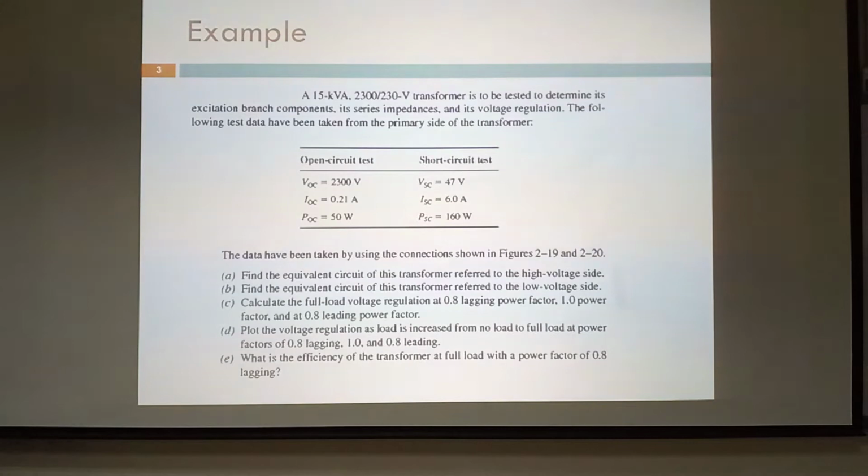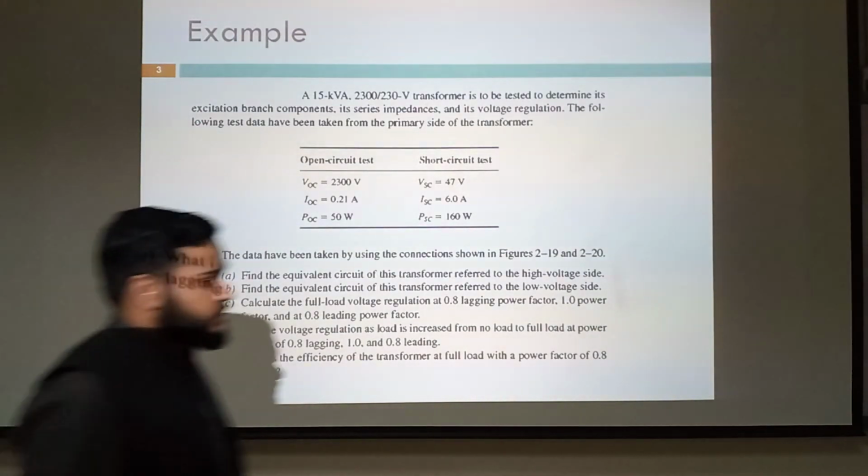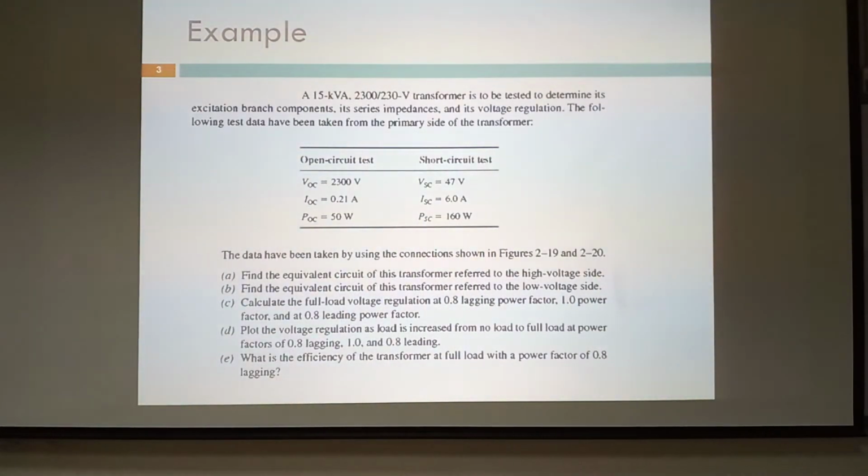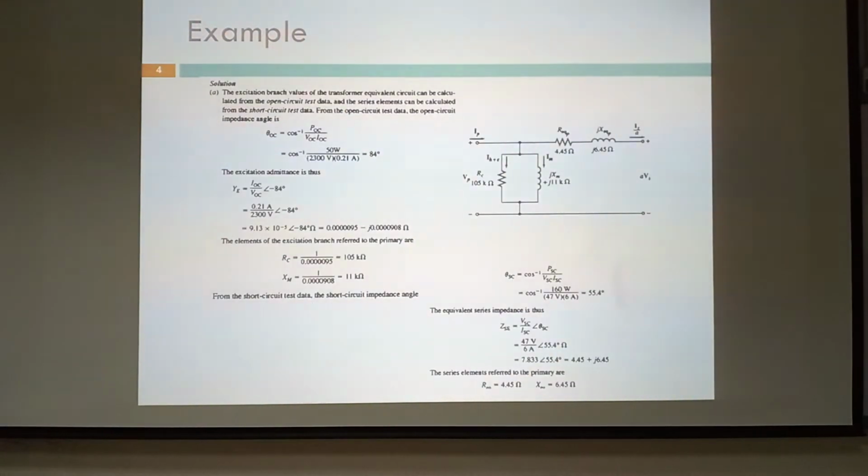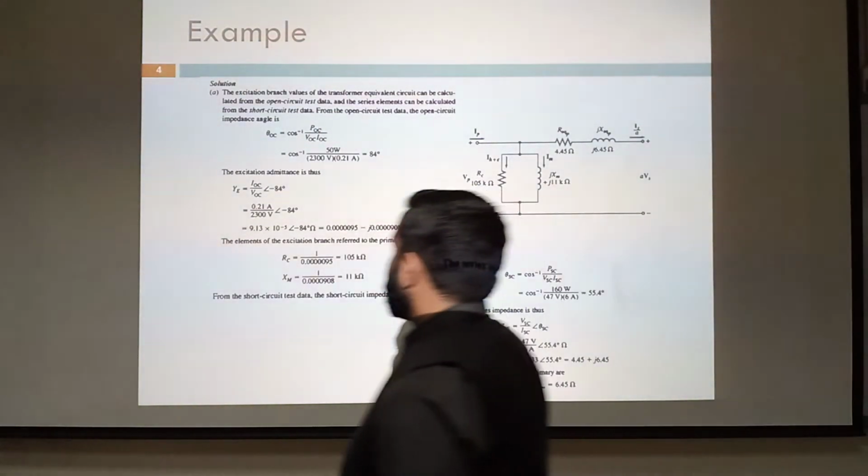We know that efficiency is equal to output power divided by input power. So now let's move toward the solution. First of all, we have to find the equivalent circuit of a transformer.